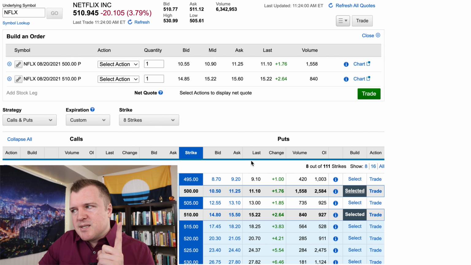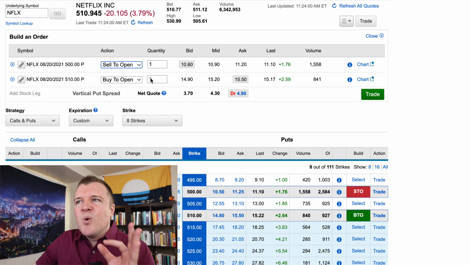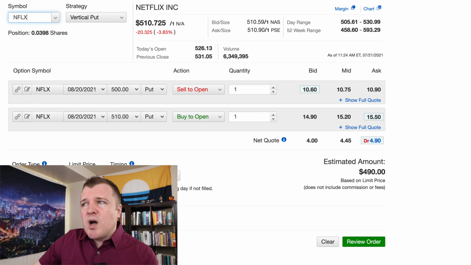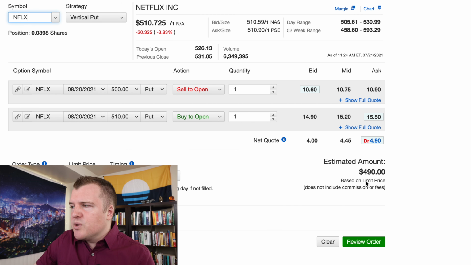So we're going to go ahead and select these, and then in the chain that Schwab built for me, once again, you're buying the one closer to the strike price. So buy to open the one closer, and then you're selling to open the one further away. After clicking trade, Schwab will then calculate how much of a debit I have to pay, and Schwab is telling me that this bear put spread will cost me $490.